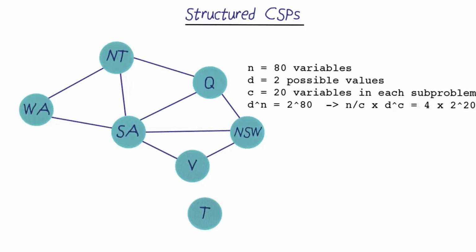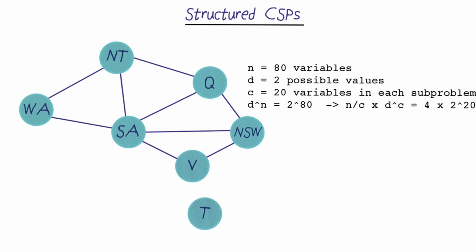Speaking about saving time through deep searching, another powerful trick is to look at the structure of the problem and see if we can decompose it into several independent problems. For example, Tasmania is independent of the rest of the Australia problem. We can solve it separately, which takes a level off our search tree.